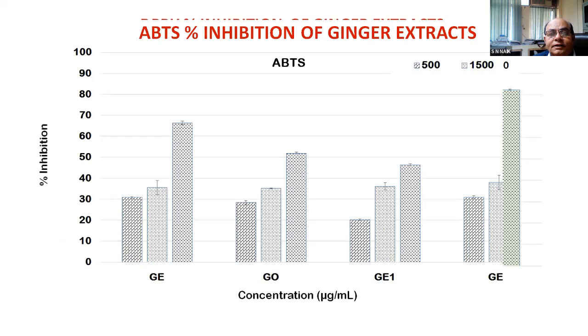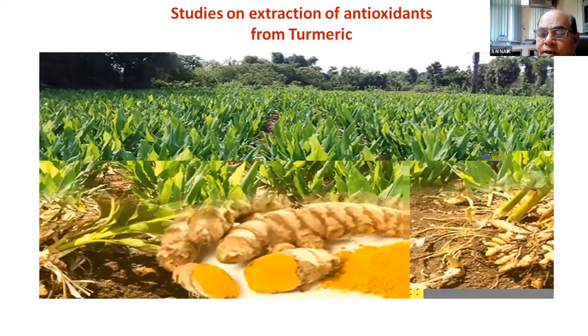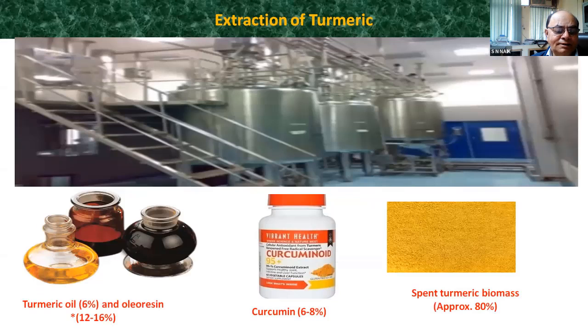Similarly, we have filed a patent on turmeric, because India produces a lot of turmeric, and we export a lot of turmeric oil, oleoresin, and curcumin to other countries, and there is a byproduct. After that, the biomass is starch. We are getting turmeric oil depending upon the geographical location. Around 6% is volatile oil, and around 6 to 8%, even 9%, curcumin is reported.